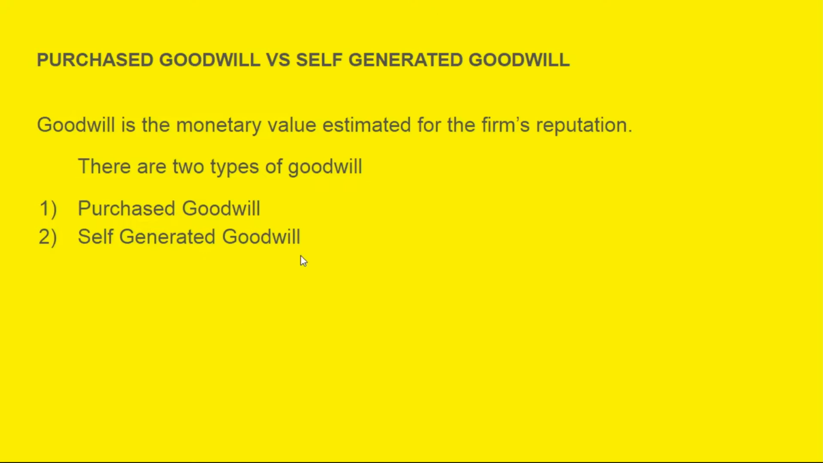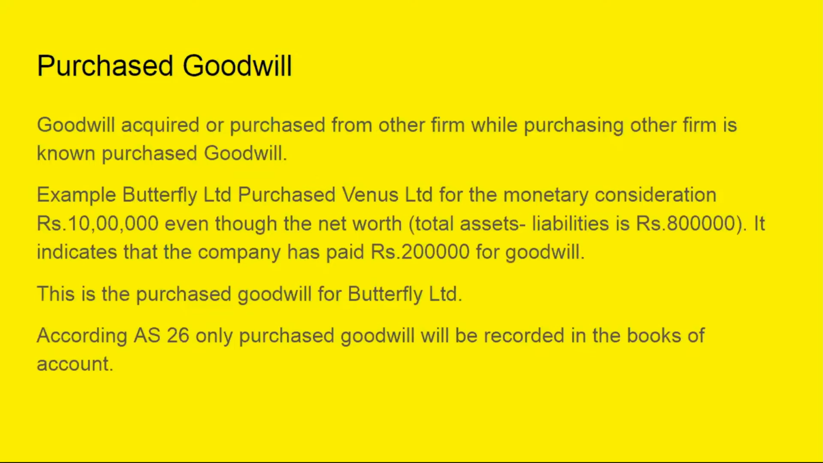Let's see one by one. First, purchased goodwill. Purchased goodwill means the goodwill you acquire from some other company. When you acquire another company, you take over another firm. For taking over the firm, you will be paying money for the total assets of the firm, minus the external liabilities whose responsibility you have taken. That is, you pay some money for the net asset value.